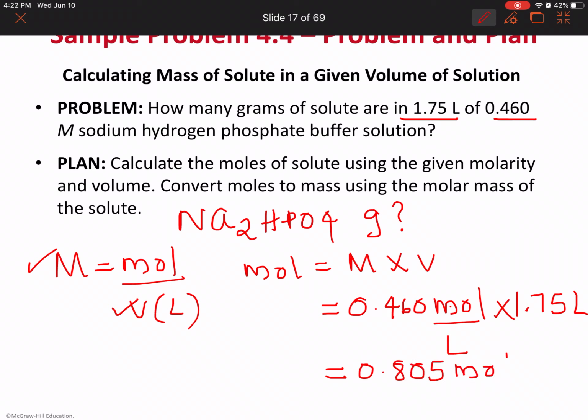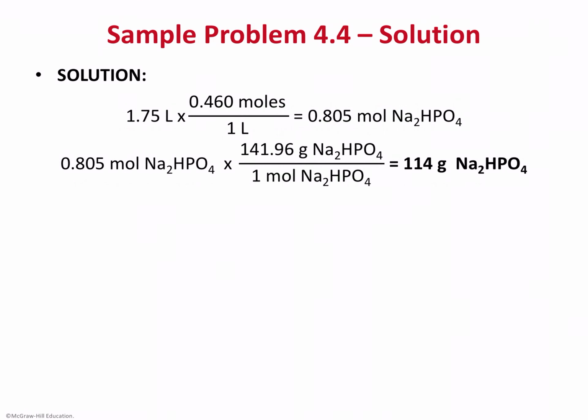That is 0.805 moles sodium hydrogen phosphate. And we want to find out the mass. So we know how to convert moles to mass using the molar mass of sodium hydrogen phosphate, like this. Using the volume and the molarity, we found the number of moles, and then 1 mole sodium hydrogen phosphate is the molar mass of sodium hydrogen phosphate, which is 141.96. That gives us the grams or the mass of sodium hydrogen phosphate.